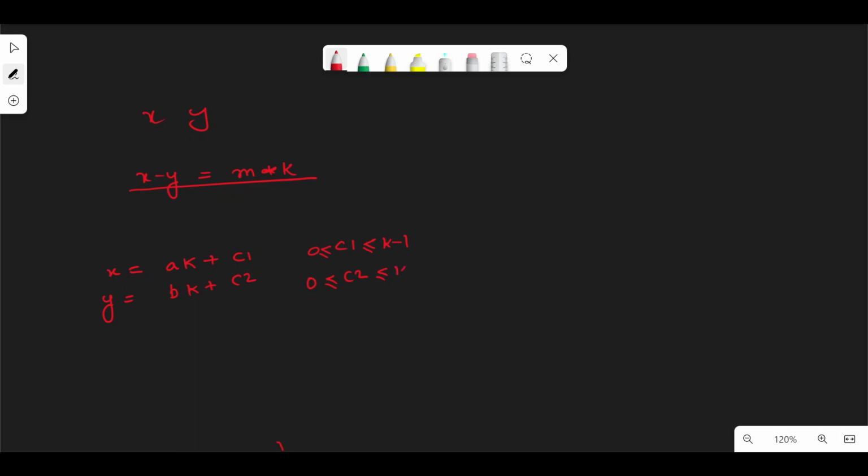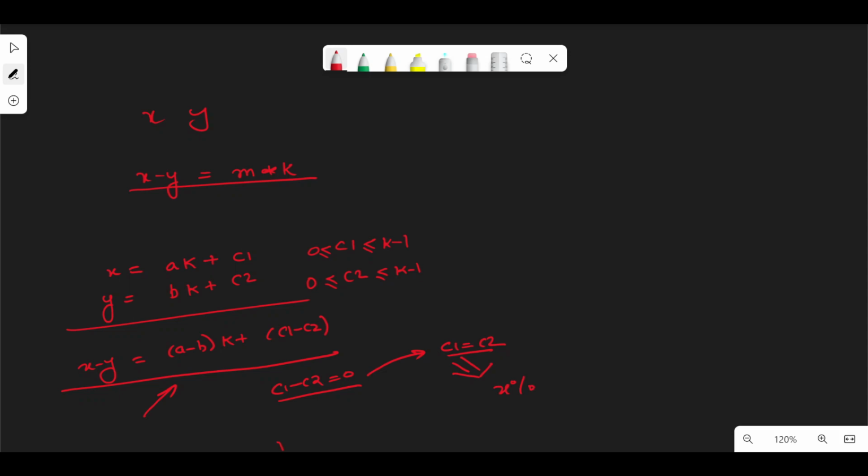Now if you subtract x and y, you get a minus b times k plus c1 minus c2. And if you want this to be a multiple of k, what would you want? Well, you would want c1 minus c2 to be equal to 0. What that would mean is c1 equals c2. What that means is x mod k equals y mod k. So essentially, let's go through each and every number, find out the remainder that we get, and all the numbers which have the same remainder, you can make pairs from them.